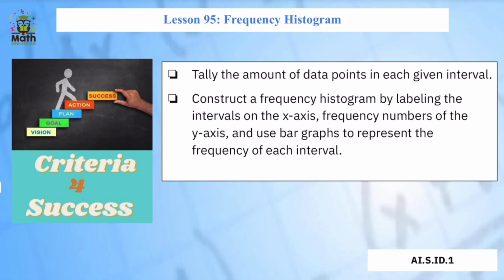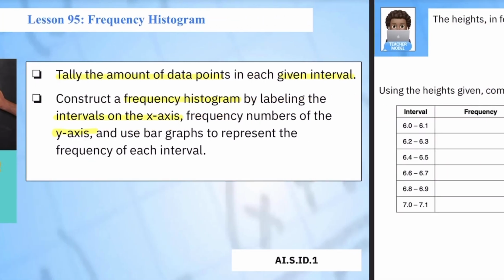All right, so here's our look forwards for today. We're going to tally the amount of each data point into a given interval, and we're going to construct a frequency histogram by labeling the intervals on the x-axis on the bottom and the frequency of numbers on the y-axis. And we're going to use the bars to represent the frequency. So those are the things we're going to look for in a correct histogram. It's definitely going to look like a bar graph, but the bars are going to be touching.